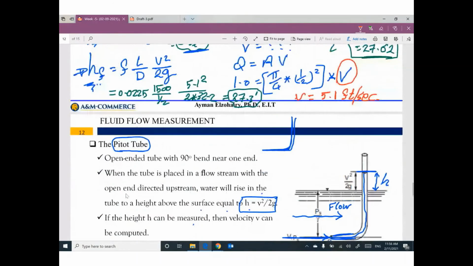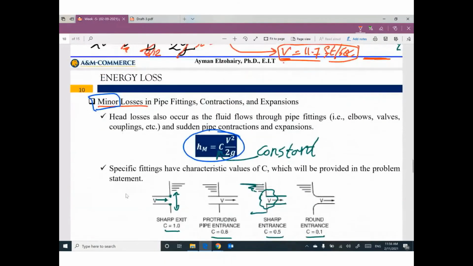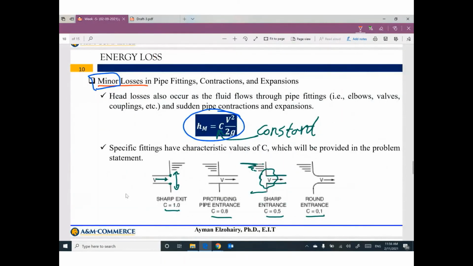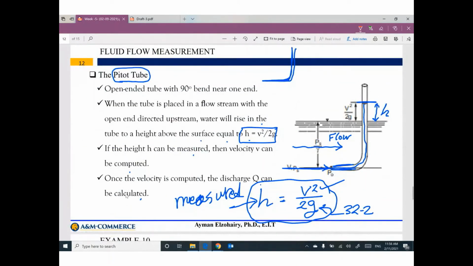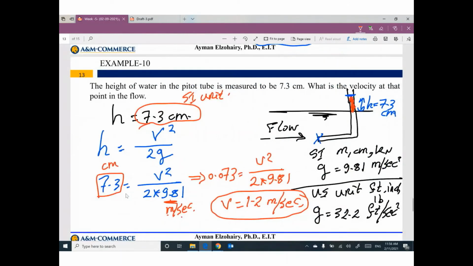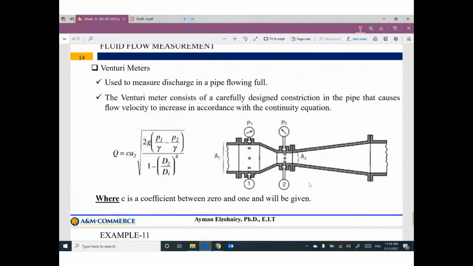So what we covered today, we covered how to calculate the minor losses. We covered how to measure the velocity in a canal using a pitot tube. We have another technique that can be used to measure the discharge, which is called Venturi meters.